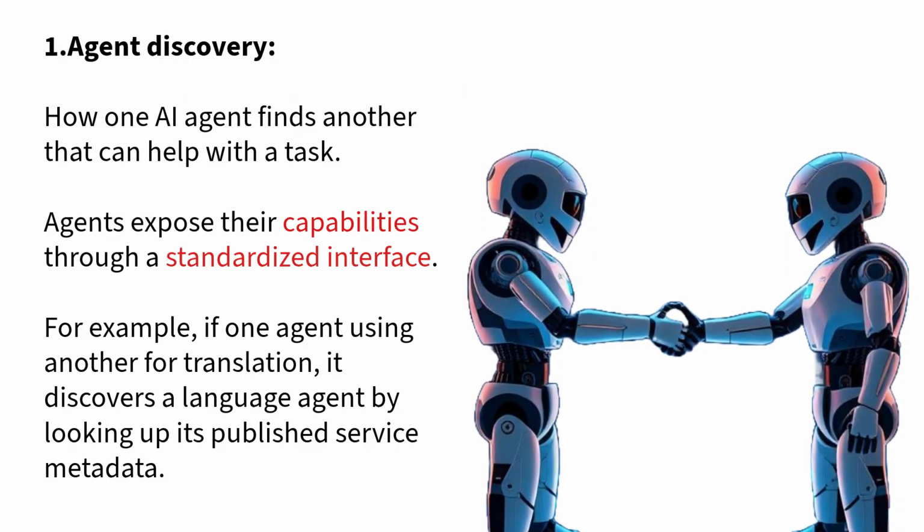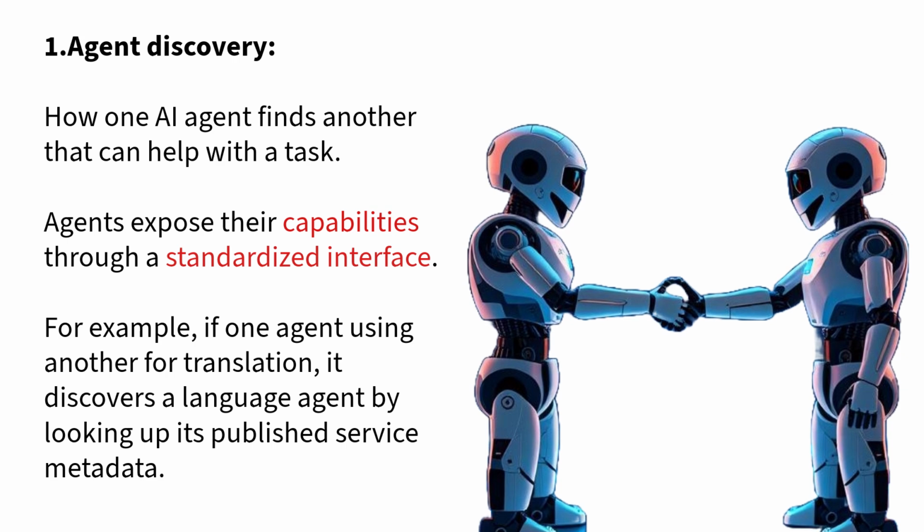The first step is agent discovery, how one AI agent finds another that can help with the task. This requires a shared communication protocol like a digital language that describes what an agent can do. Agents expose their capabilities through a standardized interface. When an agent needs help, it queries a directory or network to find others with the right skills. For example, if one agent is writing a document and needs translation, it discovers a language agent by looking up its published service metadata. This ensures all agents can work together even if they are built differently.